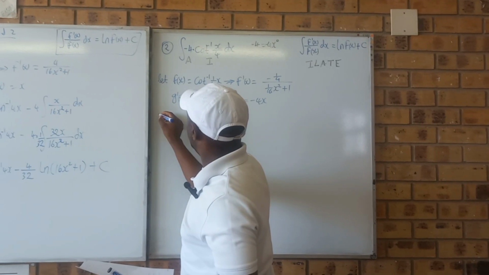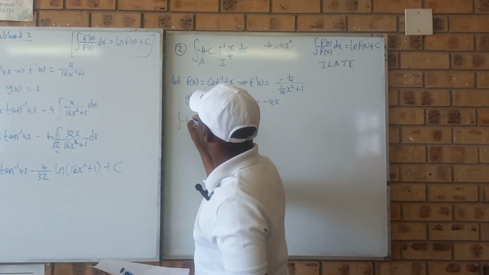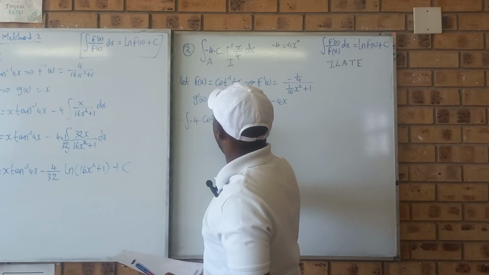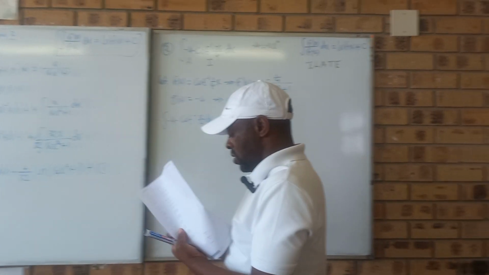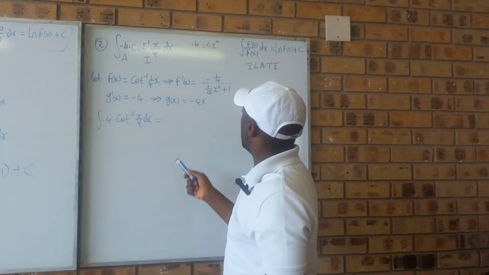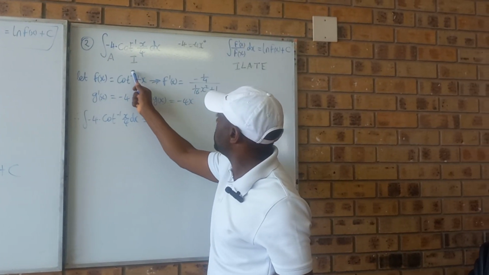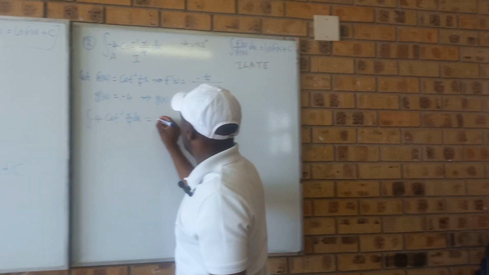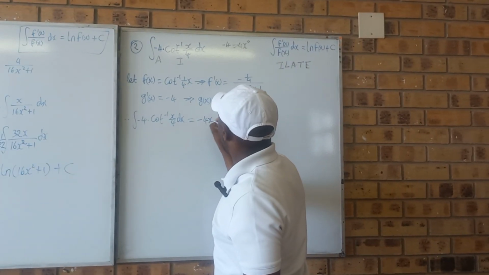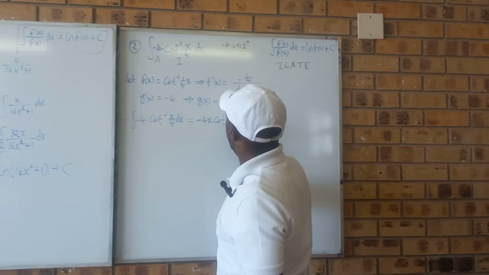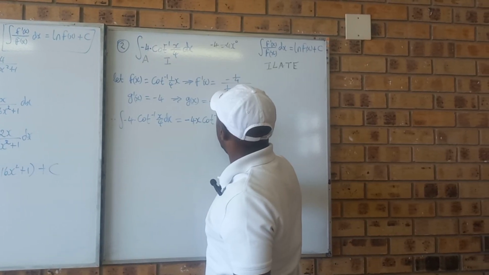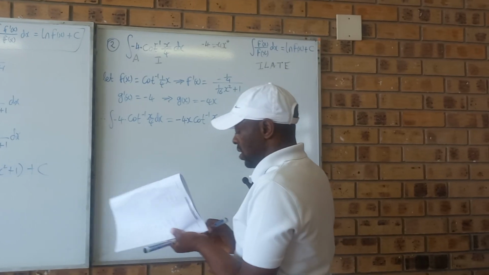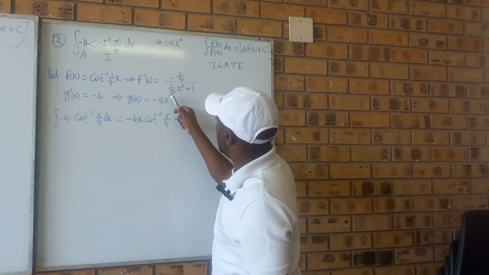So if we get back to our integration, the integral of negative 4 multiplying arc cot x over 4 dx will be equal to, we need our f and g according to the formula for integration by parts. This is our f, that is our g. Multiply that, we get negative 4x arc cot x over 4 minus the integral of f prime g. Now let's look at our f prime and our g.